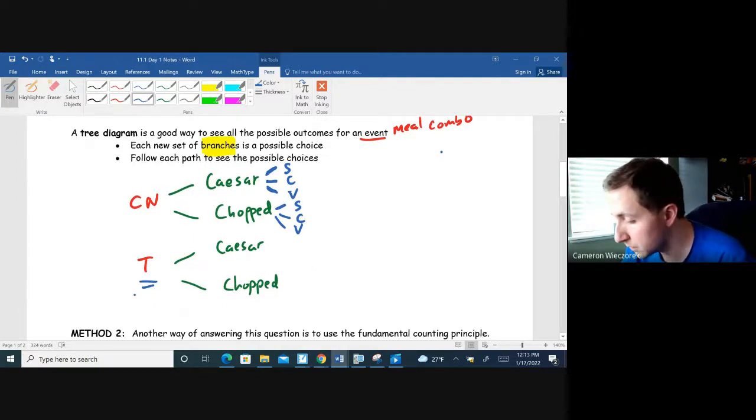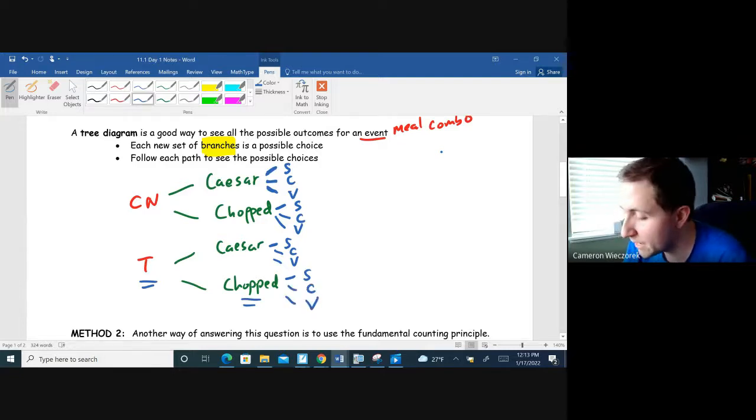But wait a second. Got to also include the tomato branch. Maybe we had tomato and Caesar salad. Now we got to consider steak, chicken, or veggie for that branch. Maybe we had tomato and chopped salad. We still got to consider steak, chicken, and veggie. So you can see why it's called a tree diagram. It's got a lot of little tree branches.